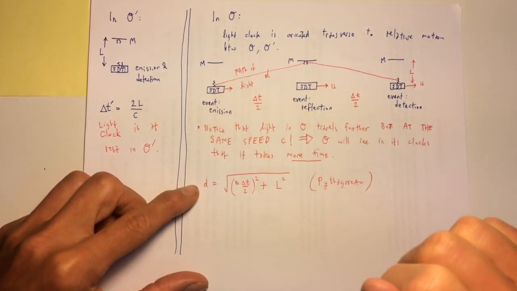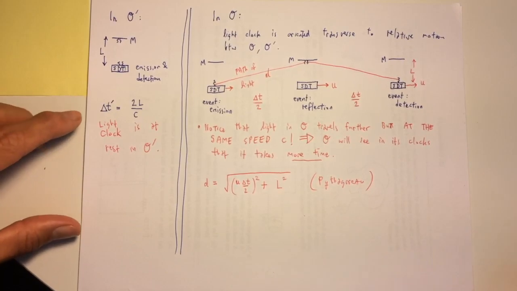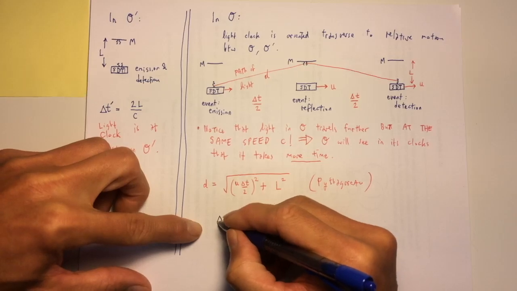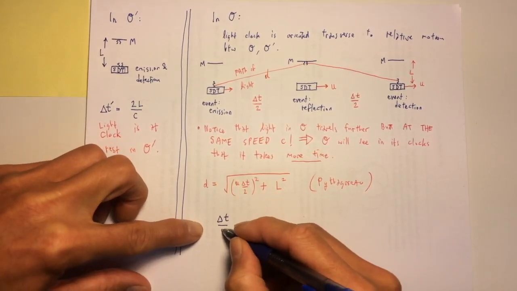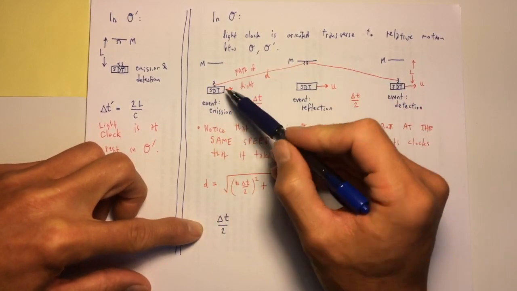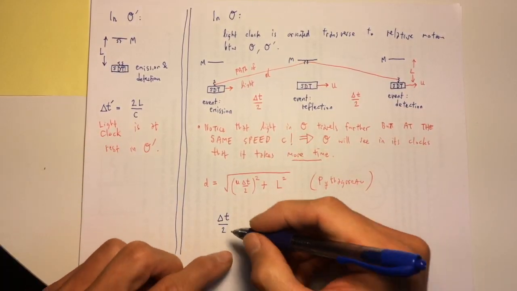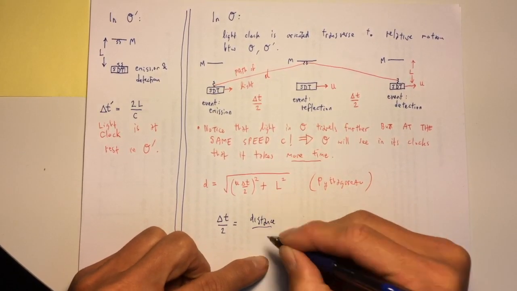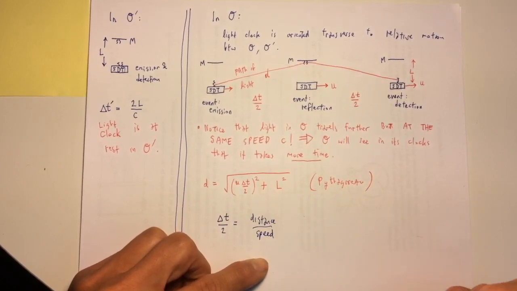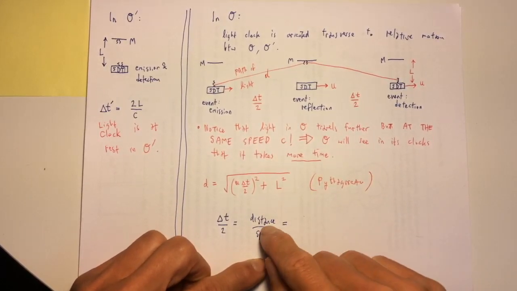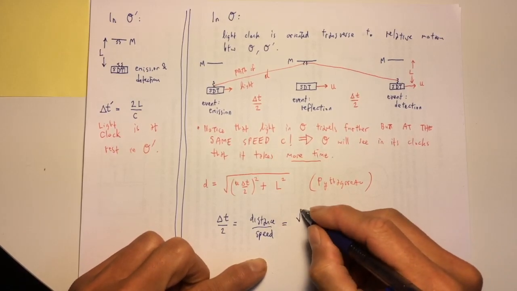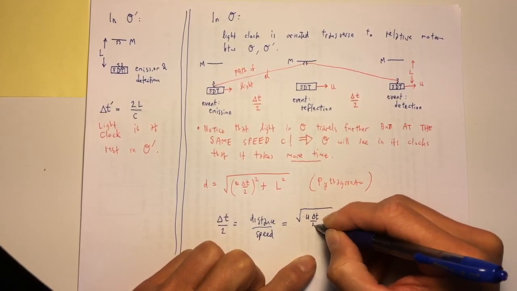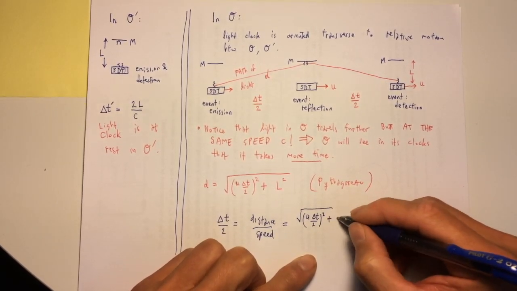And D is the hypotenuse. So we can immediately write down that delta T over 2, that's the amount of time it takes from emission to reflection, is equal to the distance traveled divided by the speed at which you travel it. So the distance traveled is this square root stuff: (U delta T over 2) quantity squared plus L squared.